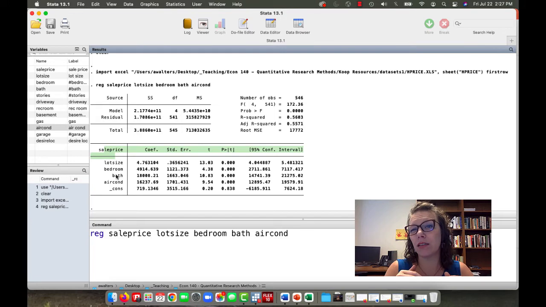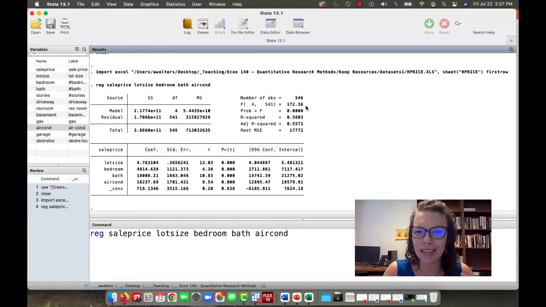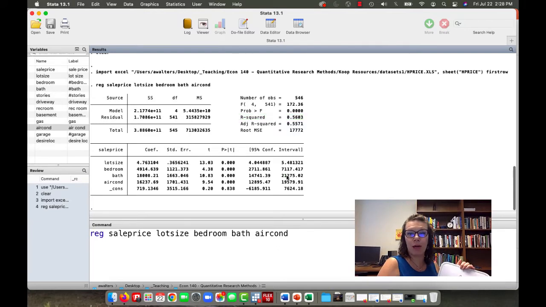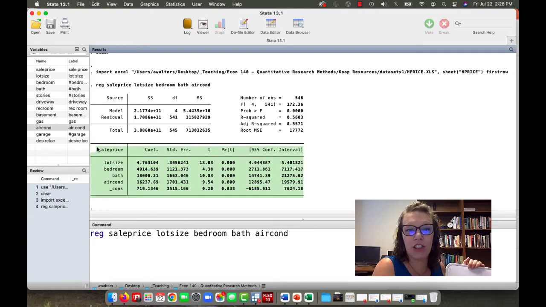Does that kind of make sense? Other things we can look at here, the next biggest thing we want to look at is our R squared. And our R squared right here is our measure of the value of the model. So everything in this box here is all about the coefficients. Each coefficient has a standard error, a t-stat, a p-value, and a confidence interval.